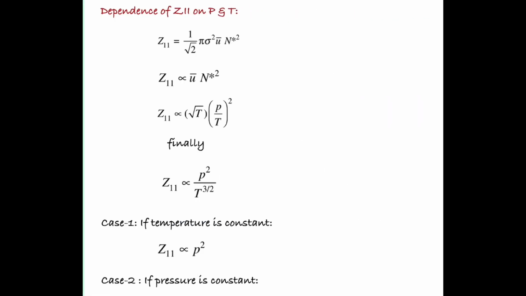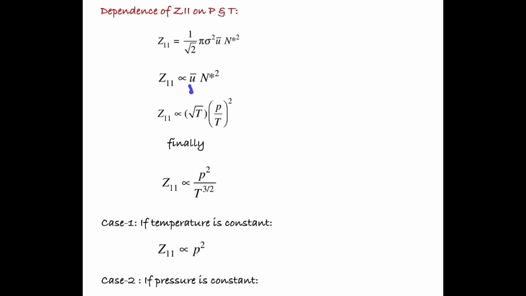Now let us take how it depends on pressure and temperature. How Z11 depends on pressure and temperature. Isothermal, isobaric and isochoric conditions we have to apply. So this is the expression we have just discussed. Here n star square and u average we are separating because u average depends on temperature, and n star depends on pressure and temperature. The remaining terms are constant for a particular gas molecule, and Z11 is proportional to u average into n star square.